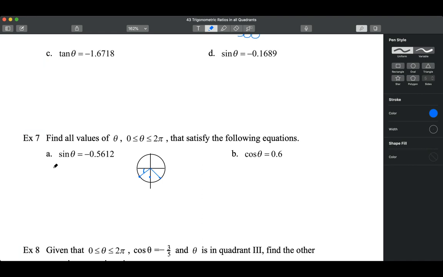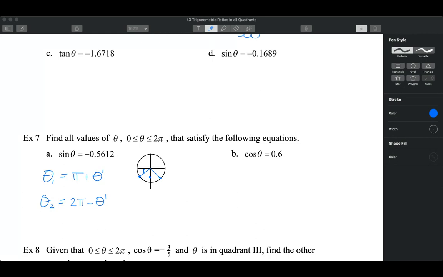But I'm not actually going to write that down because really what I care about are these 2 angles. So theta 1 is going to be equal to pi plus my reference angle. Theta 2 is going to be equal to 2 pi minus the reference angle. So now I'll come and calculate those. So I want to find pi plus my reference angle.